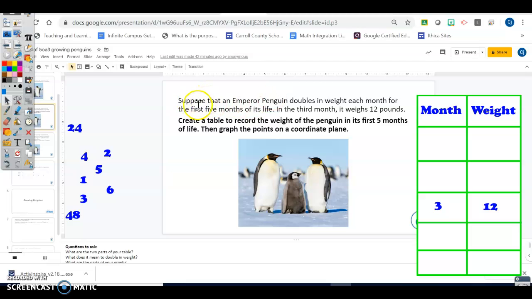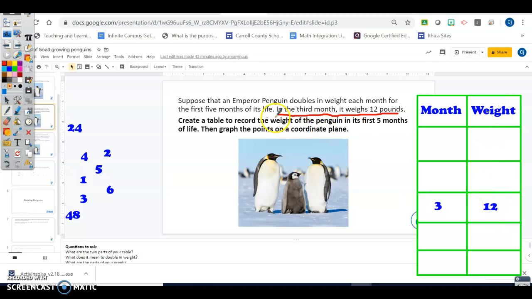I'll read it again. It says, suppose that an emperor penguin doubles in weight each month for the first 5 months of its life. In the third month, it weighs 12 pounds. What they've done right there is they've already given you some important information to help you fill out your graph. In the third month, it weighs 12 pounds. So if you notice in my graph, under month I put the third month, and I put the weight is 12.